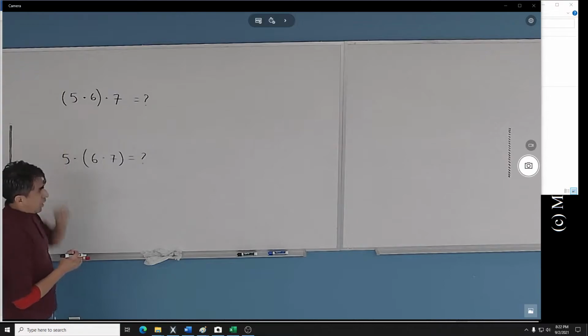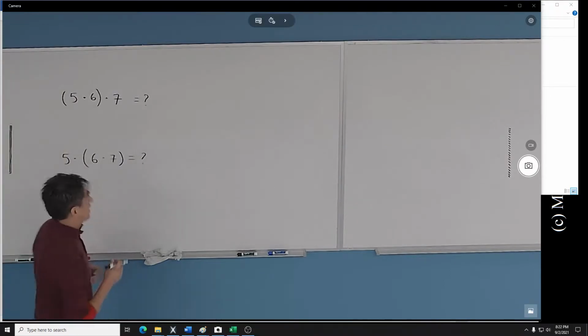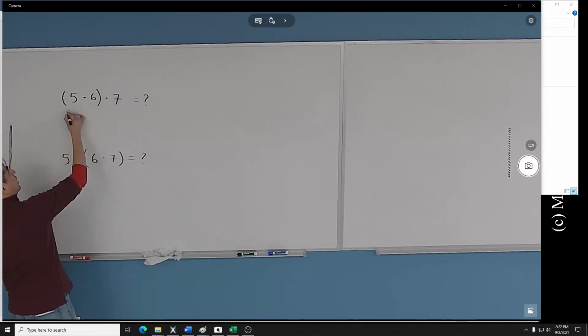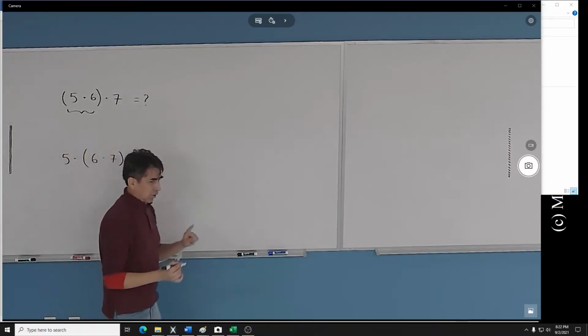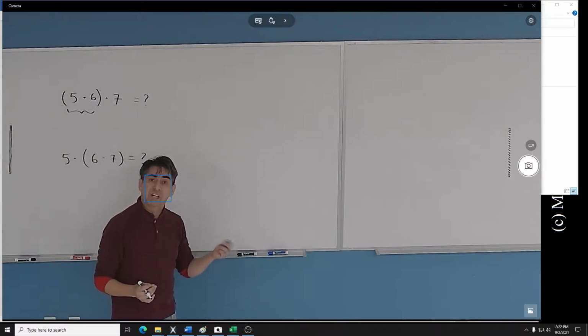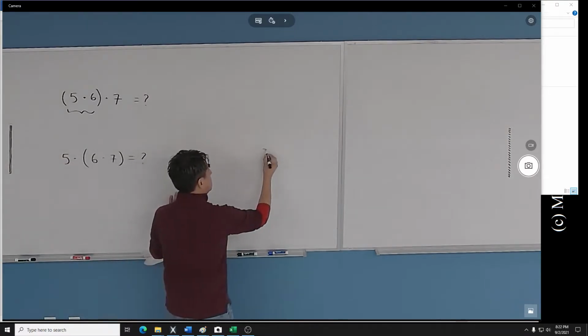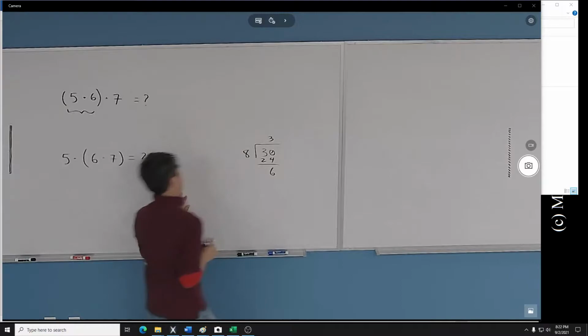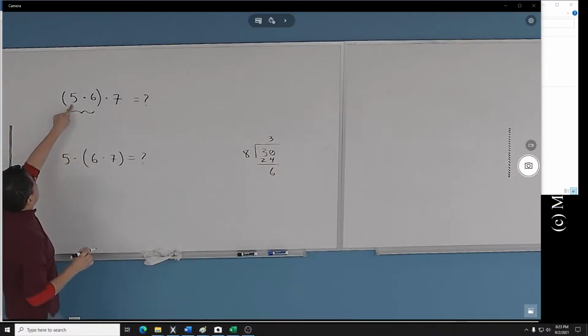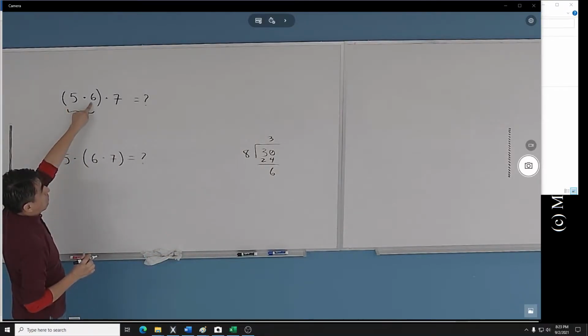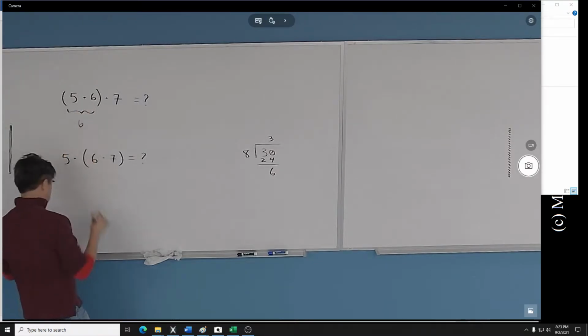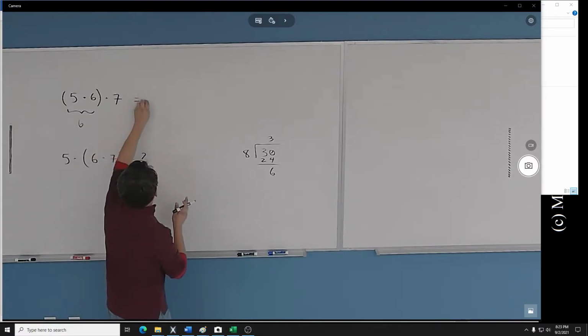5 multiplied by 6 modulo 8. Normal multiplication of 5 and 6 gives you 30. But what is the remainder when we divide 30 by 8? 6. So 5 times 6, multiplication modulo 8, is 6. So here is our partial result.